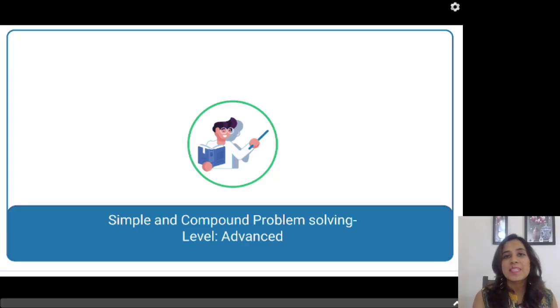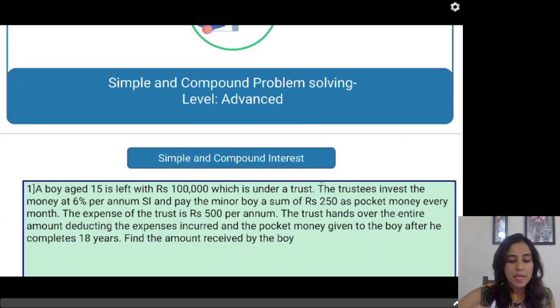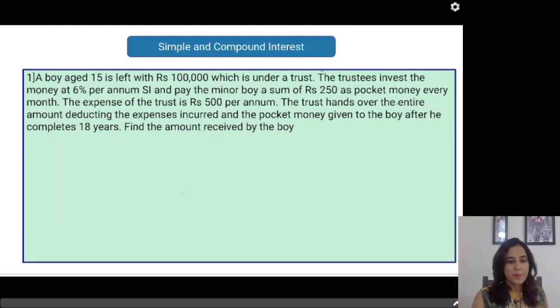Hi guys, welcome to this session, and in this session we are going to deal with simple and compound interest advanced level problems. The prerequisite for joining this session is that you are at least aware of the formulas for simple interest and compound interest, and you have solved the easy level problems related to compound and simple interest. Today we are going to deal with problems which require application of the concept of compound and simple interest. So without wasting any further time, let us start with the problems.